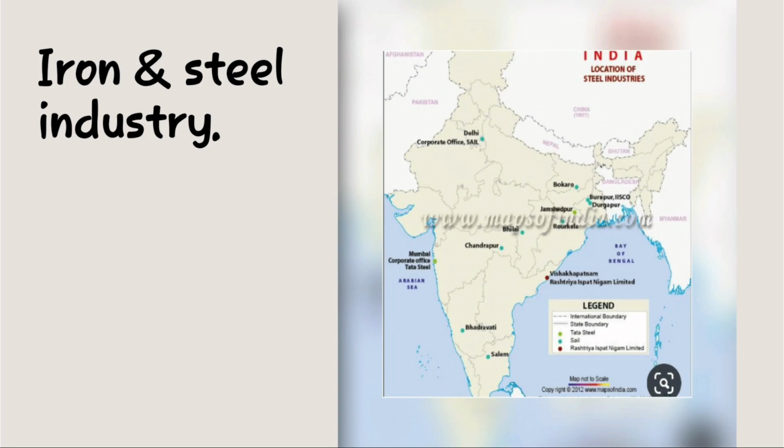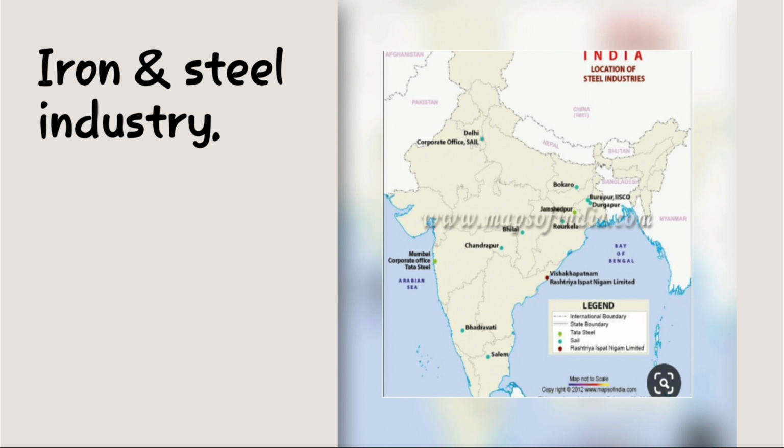See, come to this map of the iron and steel industry, the major places where iron and steel factories are located in our country, starting from Bokaro. You can see Bokaro, Durgapur, Burnpur, Jamshedpur, Bhilai, Rourkela. In West Bengal we have Burnpur and Durgapur. Then in Jharkhand we have Bokaro and Jamshedpur. Coming to Odisha we have Rourkela. Then in Chhattisgarh we have the Bhilai steel plant.